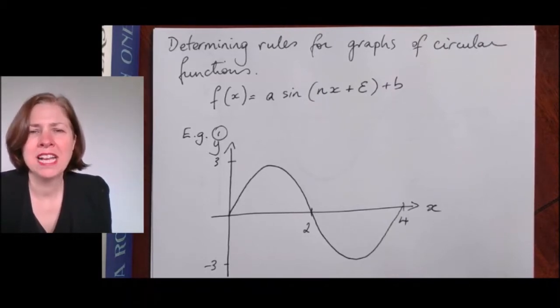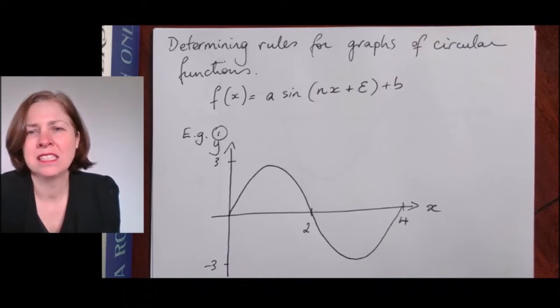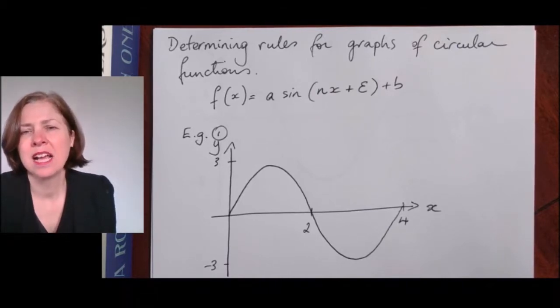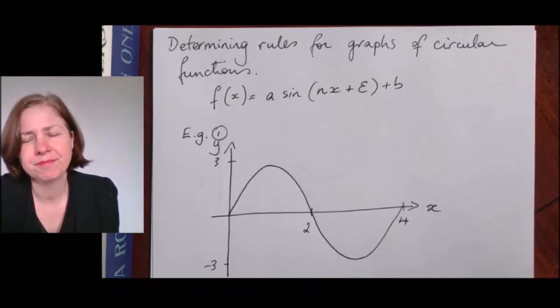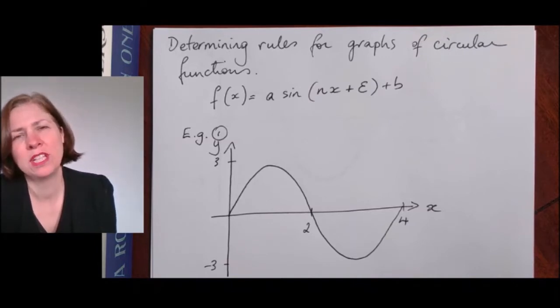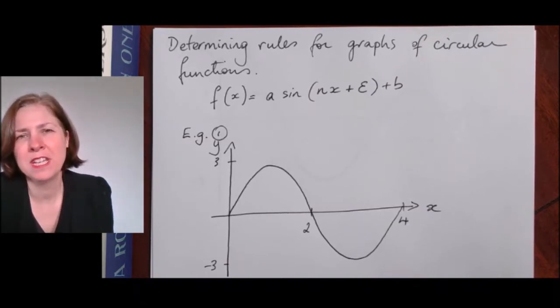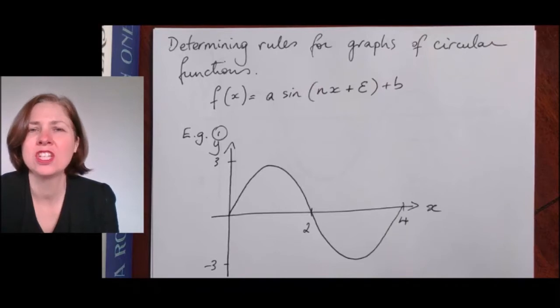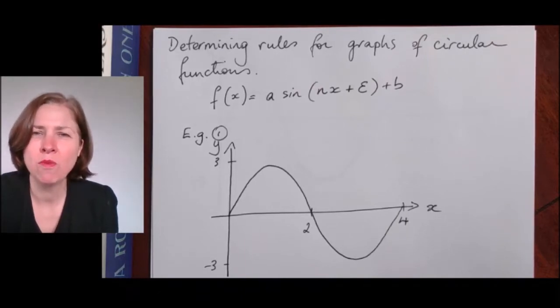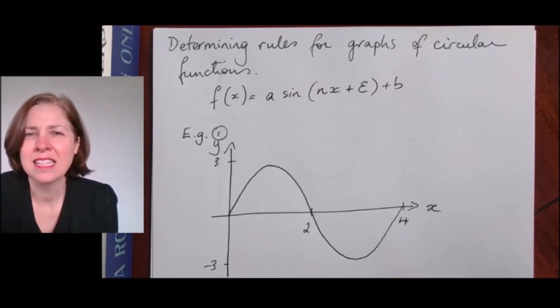We're going to always use f(x) = a sin(nx + ε) + b. The reason that we always use sine is that a cosine graph is basically a sine graph translated to the left. So I can always rewrite a cosine graph as a sine function, okay?